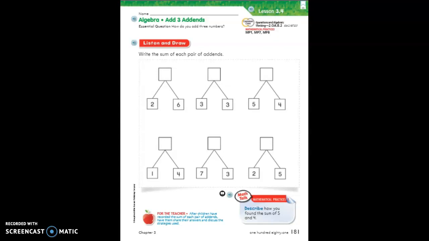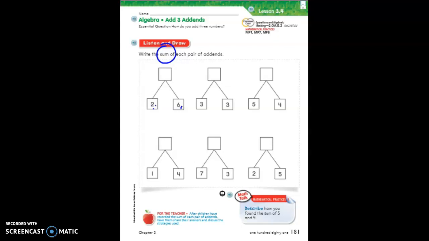So like I said, it's called Add 3 Addends. And this page here is just getting us started with some little fact families. So we're just going to write the sum of each pair of addends. Remember, addends are two numbers or three numbers or even four numbers. They're the numbers that you are adding together to get an answer. And the sum is a fancy word for an answer.